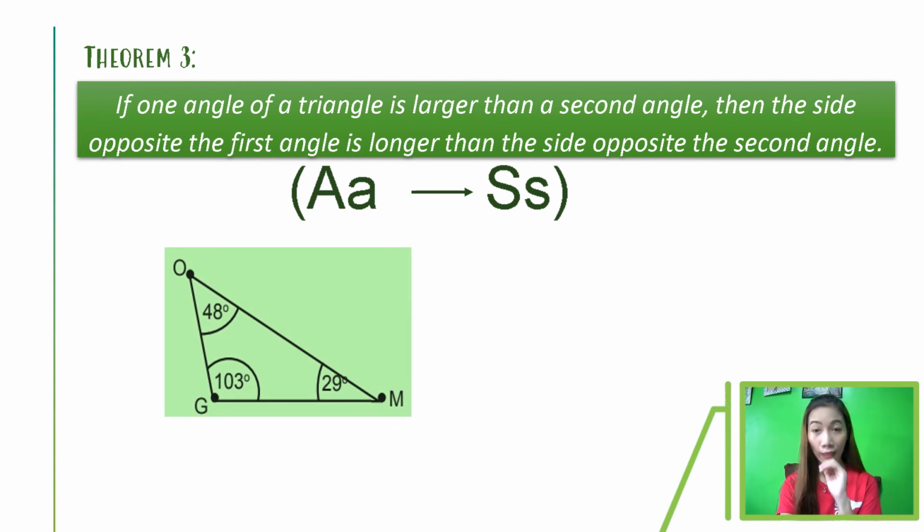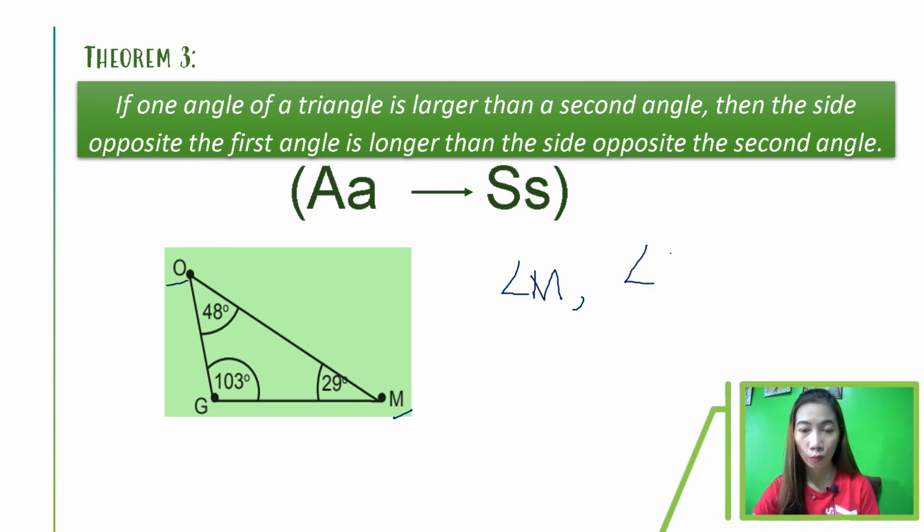Okay, so here, indicated naman ang measurements ng ating angle. So, let us list down yung ating angles from smallest angle to the biggest angle. Of course, the smallest is angle M. And then followed by O. And then, ang ating biggest angle is angle G.